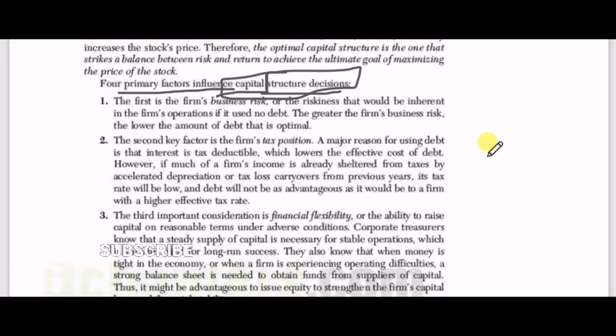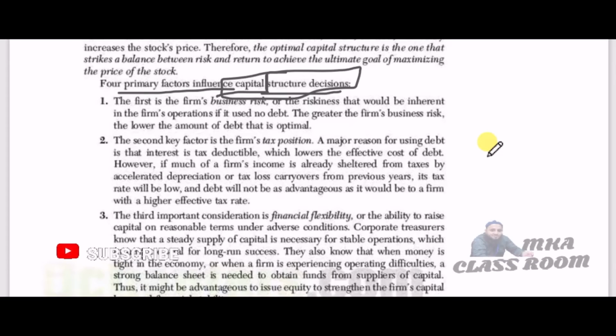So here is the matter: business risk is related to the operations of the firm, and every firm bears business risk. Whether it uses debt or not, a firm always has business risk. The greater the firm's business risk, the lower the amount of debt that is optimal.